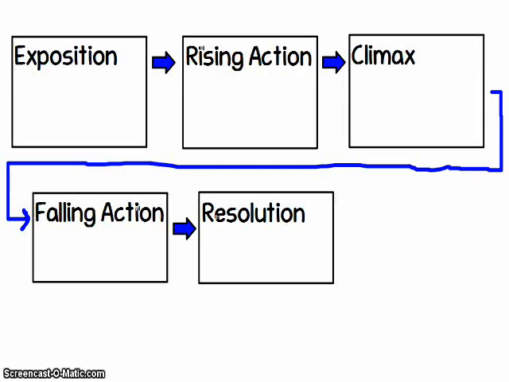In the first box, you're going to record the exposition of The Chaser. In the second box, the plot events that you think are part of the rising action. Third box will be the plot event that you think is the climax of the story. In the fourth box, the falling action, and in the final box, the resolution of the story.